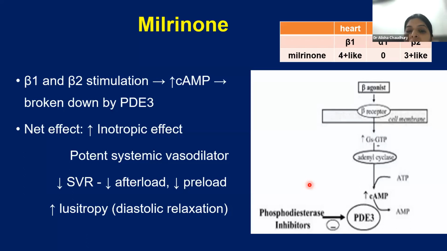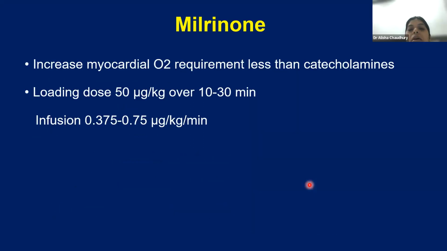There is potent systemic vasodilatation. So systemic vascular resistance decreases, afterload is reduced, and preload is reduced. Now, with milrinone, comparatively, the myocardial oxygen requirement is not that much, because it does not directly exert its effect on the heart. I mean, it improves the inotropic action, not as such the chronotropic action. The loading dose is around 50 mics per kg over 10 to 30 minutes, and the infusion is 0.375 to 0.75 mics per kg per minute.